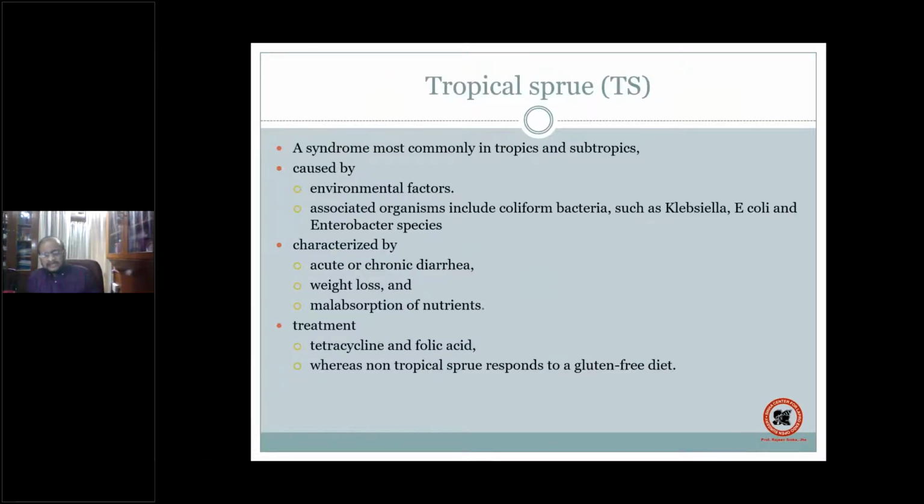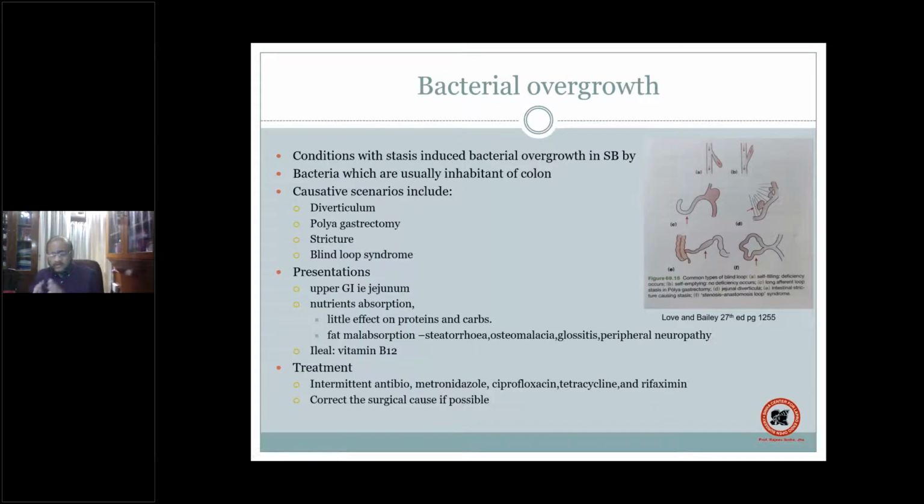Now, this is distinct from what we commonly know as tropical sprue, which is basically an infective condition, with environmental factors and coliform bacteria. The symptoms are almost the same: acute or chronic diarrhea, weight loss, malabsorption of nutrients. Here the treatment involves tetracycline and folic acid, as compared to non-tropical sprue, that is celiac sprue, which responds to a gluten-free diet.